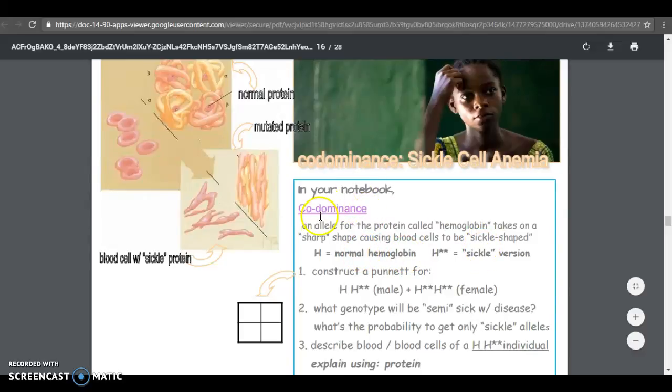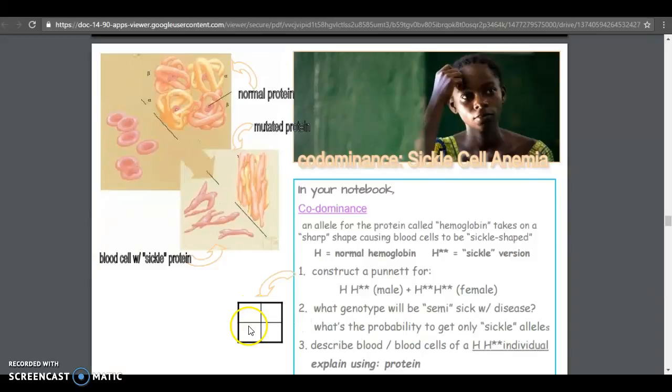So restudy codominance to try to figure out what to expect if you took 1 person, a male here, for the Punnett up here, right? Remember this 4-box Punnett square. And then the female, who has 2 dominant H sickle versions of the allele. And what would the offspring look like? If the man had this and the female had this, what would their children be? And then see, it says, what genotype will be semi-sick with disease? What's the probability to get only sickle allele? So once you fill this out, you'll know the answers to both.